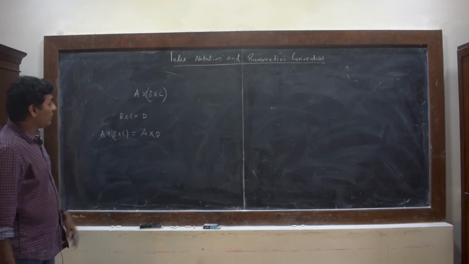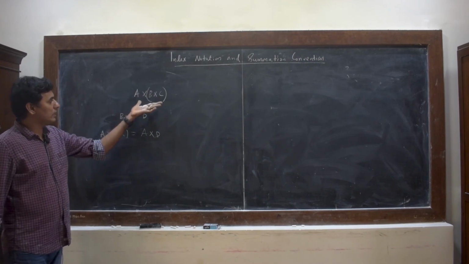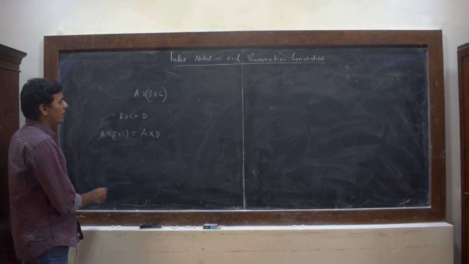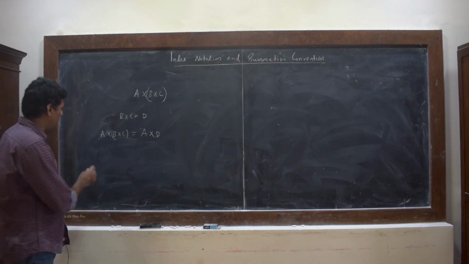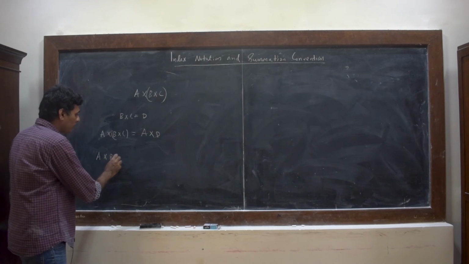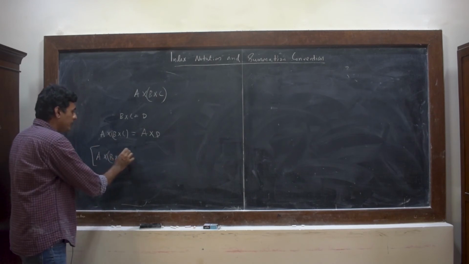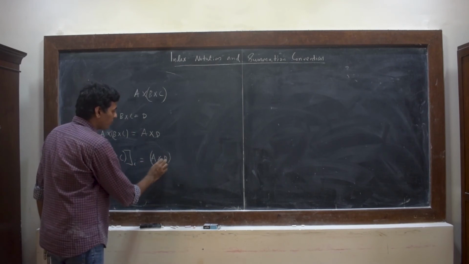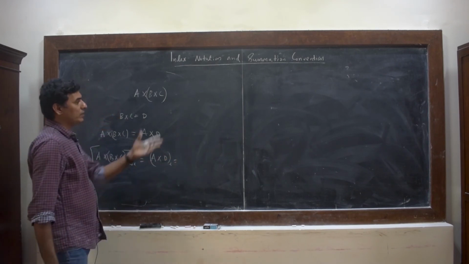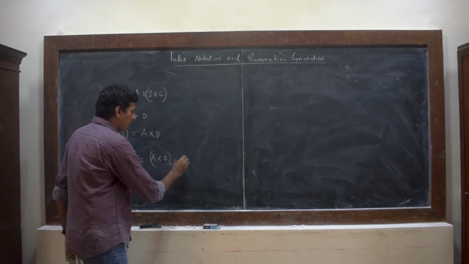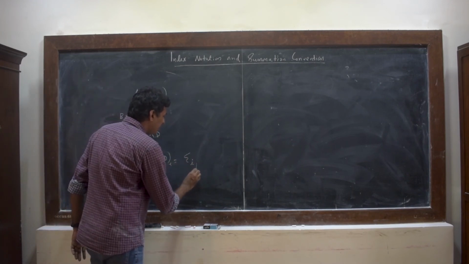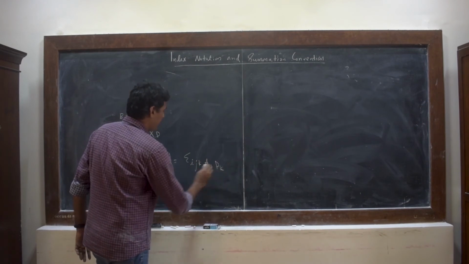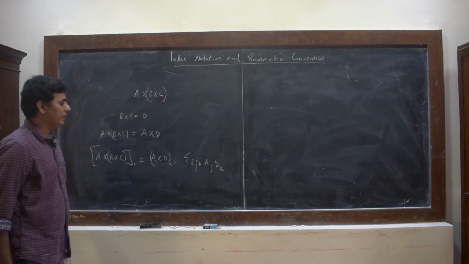Now we know that A cross B cross C is a vector, right? If A, B, C are vectors, then A cross B cross C is a vector. I am just talking about the ith component of the vector. So the ith component of A cross B cross C must be equal to the ith component of A cross D. And in terms of the Levi-Civita symbol, I can write this as epsilon ijk Aj Dk, all right.